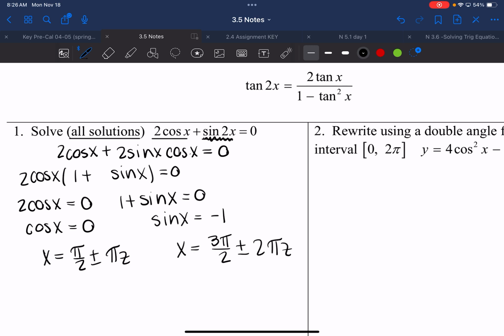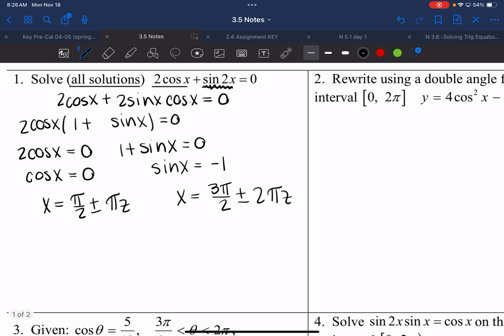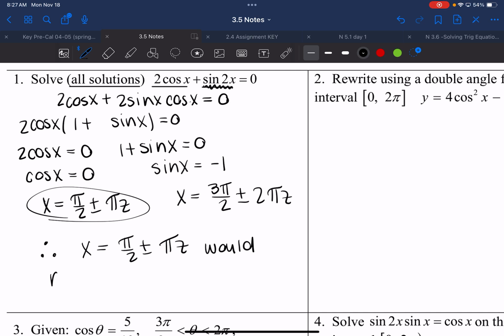Okay. Now in this particular case, these kind of overlap, right? Because this one is eventually going to hit 3 pi halves, right? And it'll be continuous as well. So in this particular case, since they overlap, I could say therefore, that's what the 3 dots mean, is therefore, this equation right here actually works. X is equal to pi halves plus or minus pi z would represent all solutions for this equation. So that won't always happen, but it just so happens it did here.